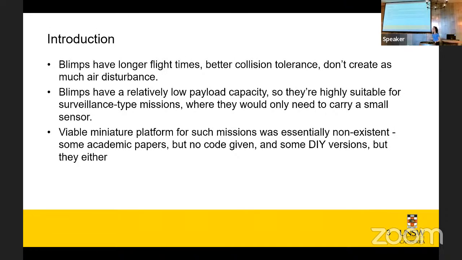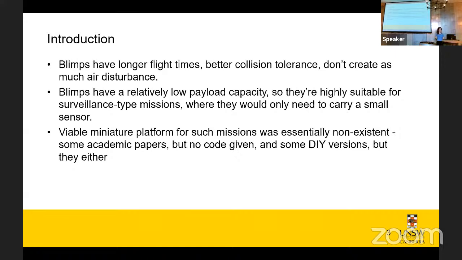So this is the motivation. Blimps have a much longer flight time and better collision tolerance, and they also don't create as much air disturbance. The flight time is clear because they don't need to expend any energy to keep themselves in the air, and the collision tolerance is because they mostly just bounce off whatever they hit. Whereas with quads, if you don't have shields, the rotors stop and it's bye-bye. The low air disturbance is really important in the source localization algorithm, where you don't want to be blowing away the very thing you're trying to detect.